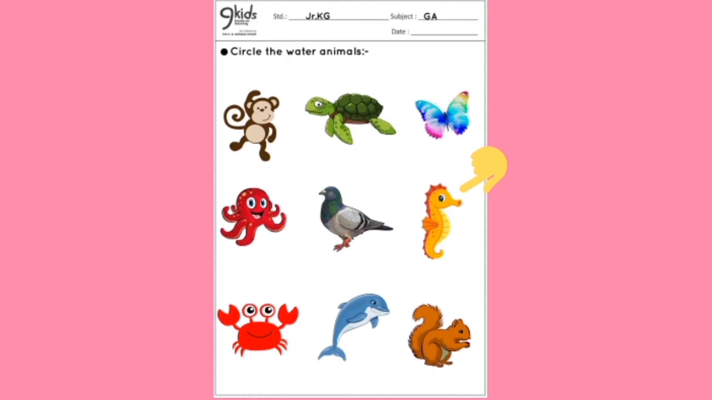Next, it is a seahorse. It is a water animal, so we will circle it. Next, crab. It is a water animal, so we will circle it. Then, dolphin. It is also a water animal, so we will circle it. Last, it is a squirrel. It is not a water animal, so we will not circle it.